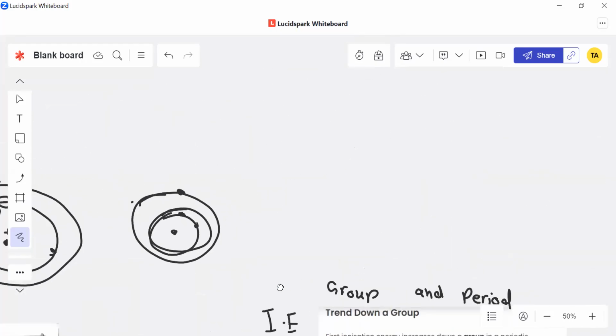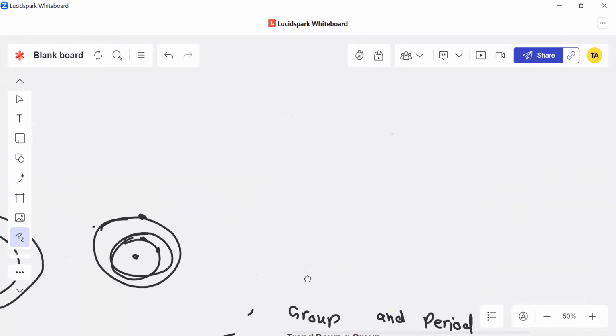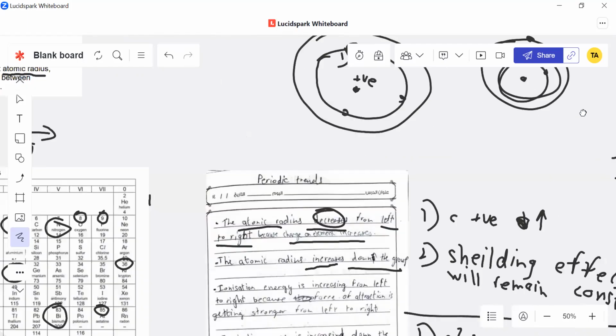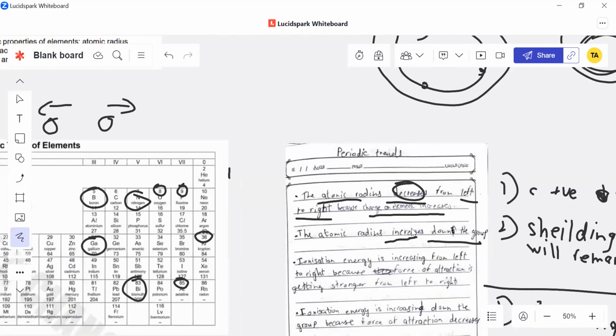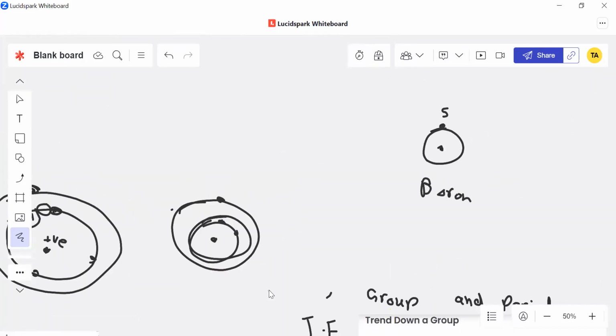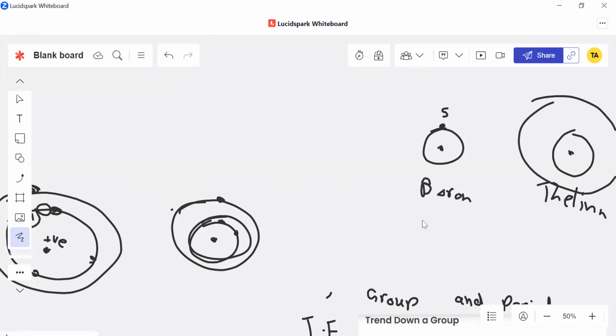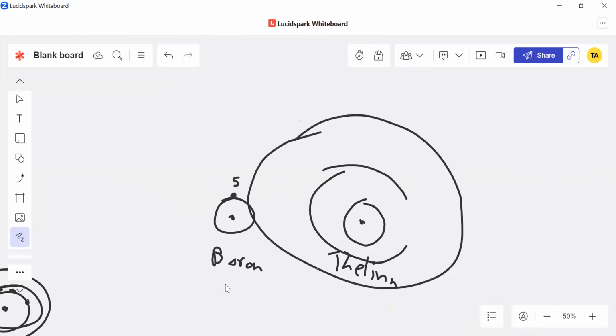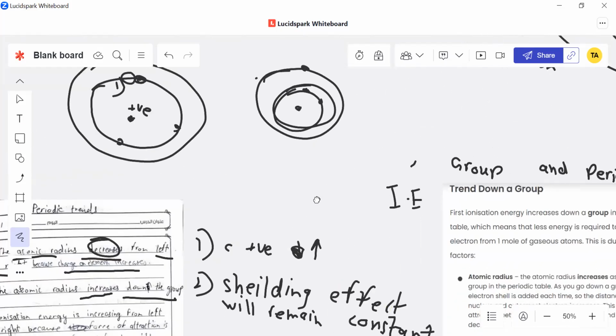So when I draw, let's say this is for boron. Boron has 5 electrons and the last element has 81 electrons. So let's say this is the outermost shell. And for the last element, the number of shells would be huge. So the number of shells would be very big because the electron number is increasing by a big margin. Down the group, the electron number increases by a huge margin.